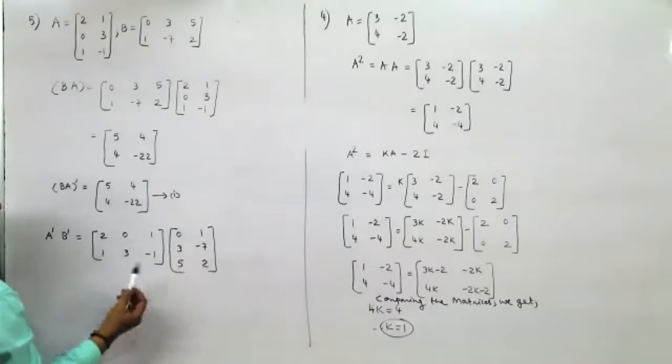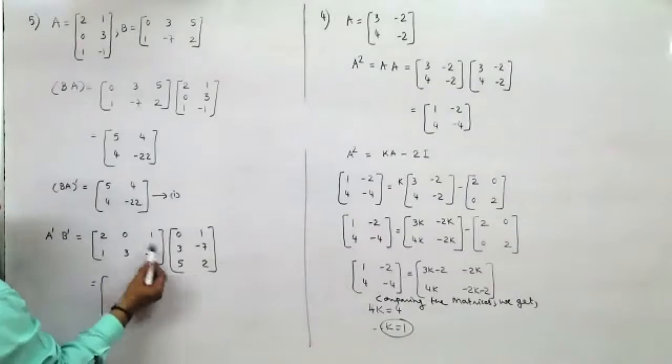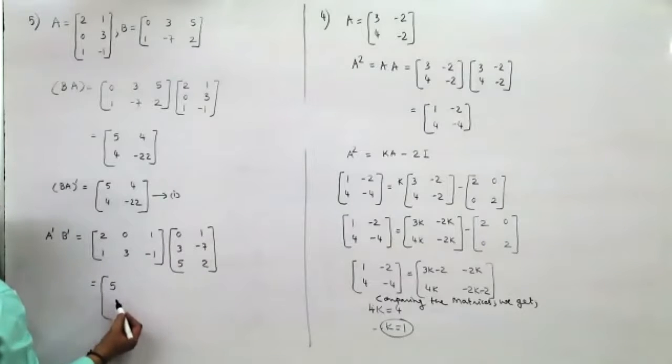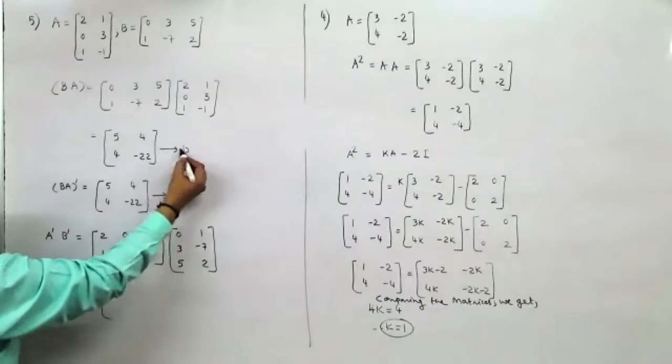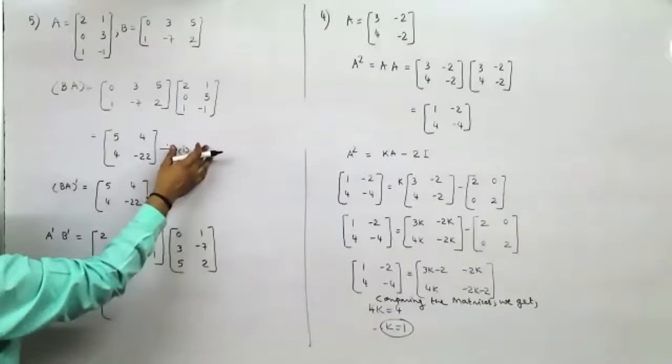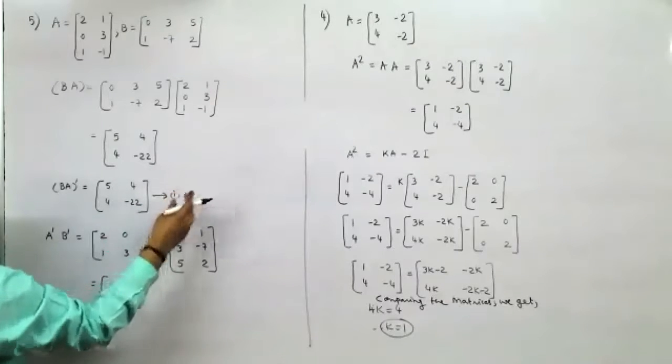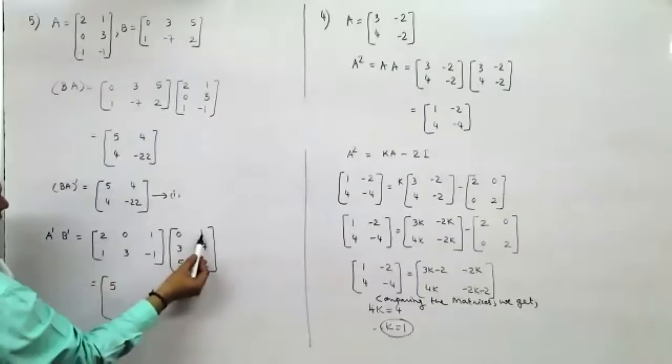First row, first column would be 2 into 0 plus 0 into 3 plus 5. Then I'll mark this as 1. Sorry, this is 1. Now 5, 2 into 1 is 2.